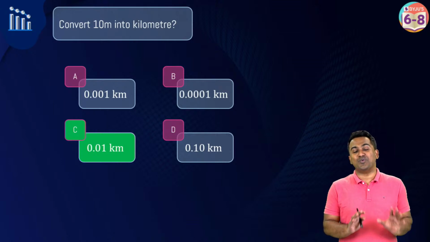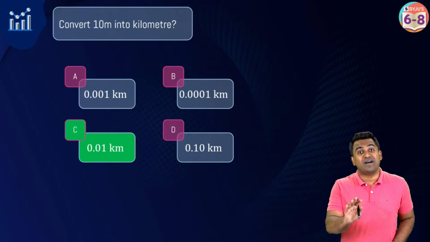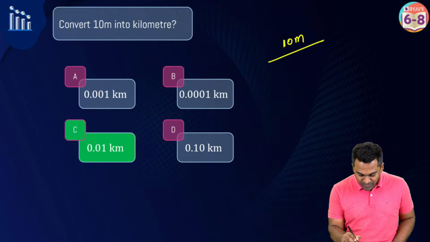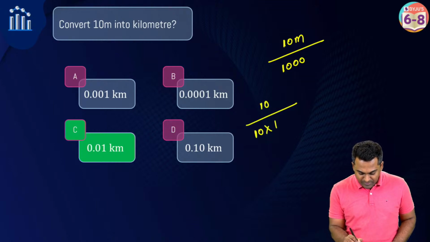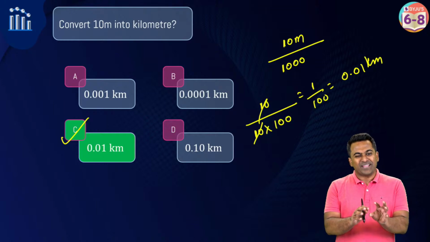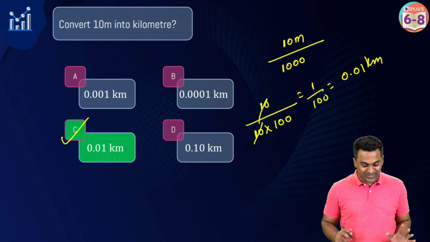First thing, how do we convert meters to kilometers? You divide by what? 1000, right? So 10 meters, when you divide it by 1000, this will be what? 10 divided by 1000 can be written like 10 multiplied with 1 over 1000, cancel. So this is nothing but 1 by 100. 1 by 100 is what? 0.01.